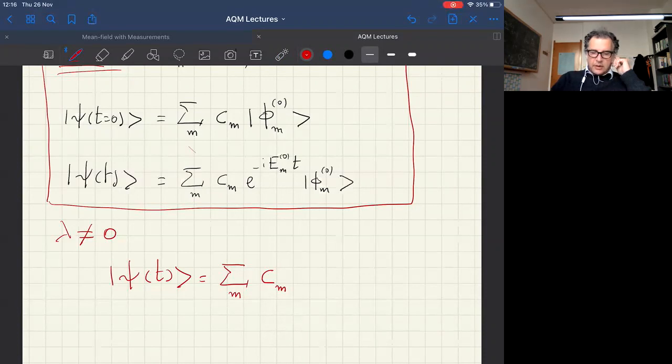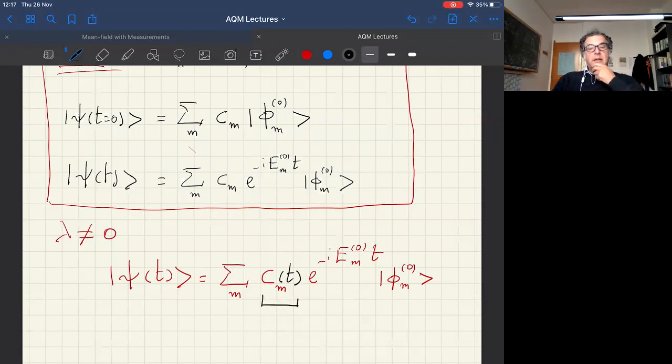So the starting point is that I take the same expression as before, exponential minus E0 of m t, phi 0 of m. But the main difference is that I just use this basis, and the only difference is that now this coefficient will become time dependent. Okay?